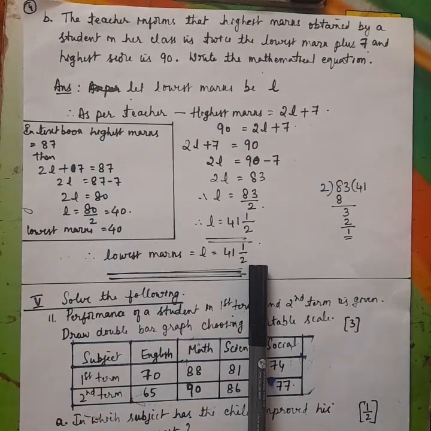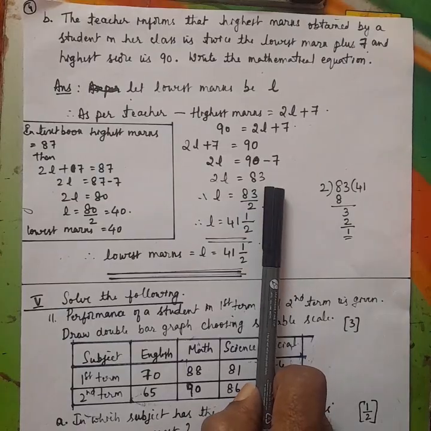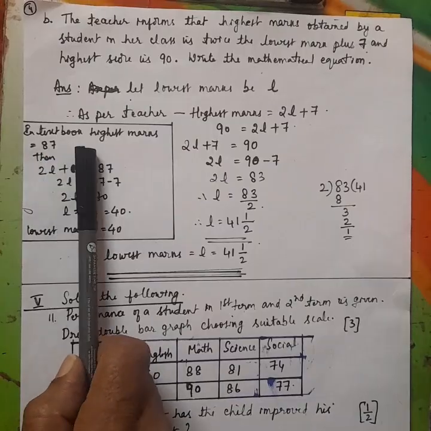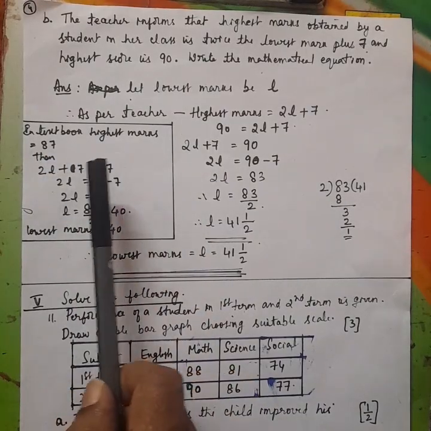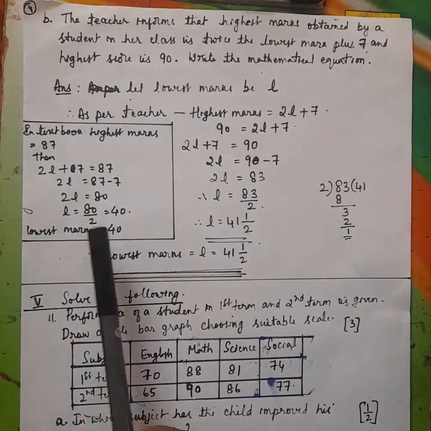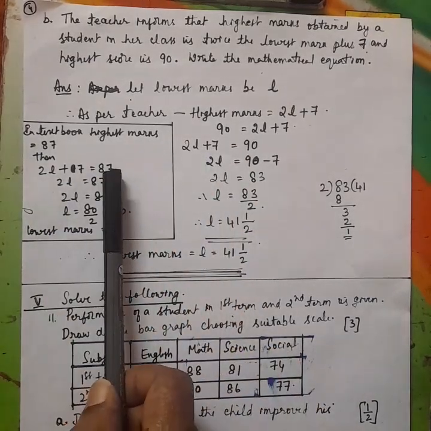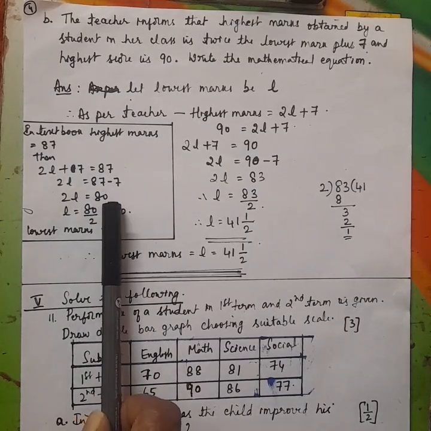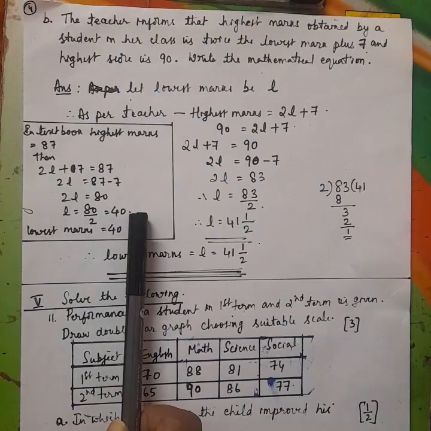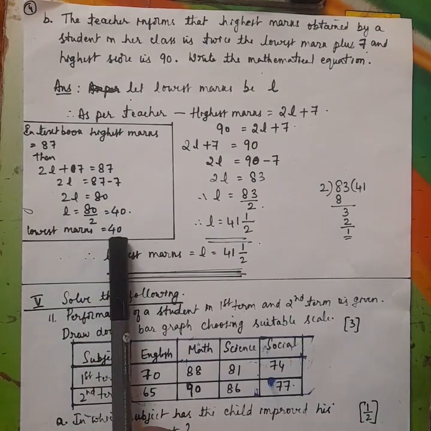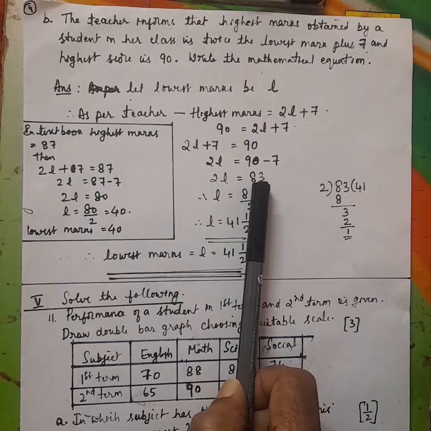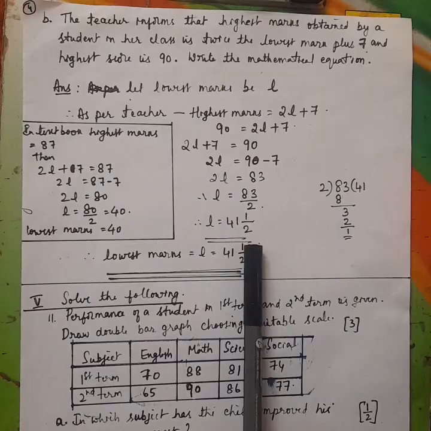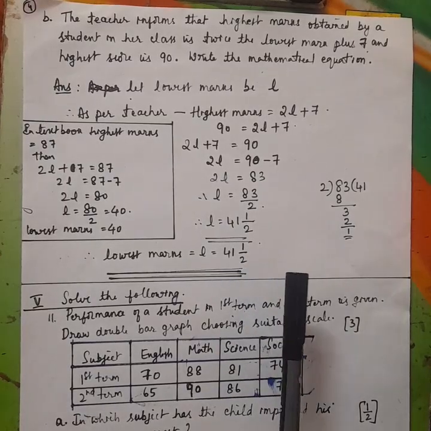This question is a tested question. In classwork they have given the highest marks as 87. I am just giving the example. If you take the highest marks as 87, then 2L plus 7 is equal to 87. So 2L is equal to 87 minus 7, therefore 2L is equal to 80, divided by 2 is 40. It will come as a whole number. That is, the lowest marks is equal to 40. But they have given a twist in the question. So the highest marks is 90. Therefore the lowest marks is 41 and a half, that is 41 1 by 2.